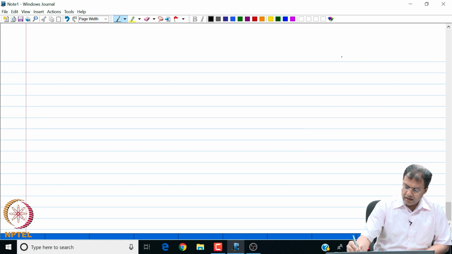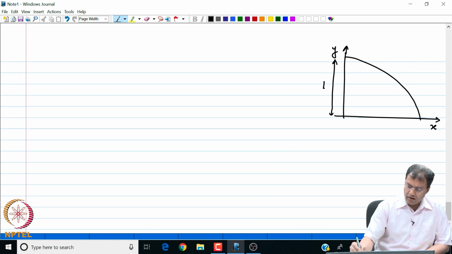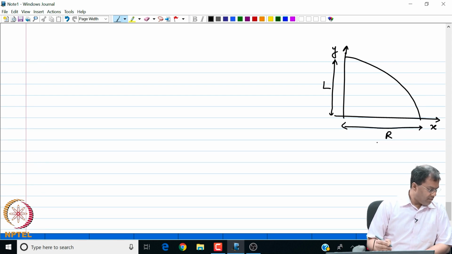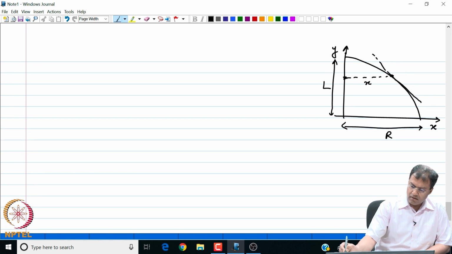Now let us draw this figure. Let me draw half the figure here. This is my x axis, this is my y axis, this is the length L of the cone, and this is my base radius r. From here, let me take any point which has a radius x, and also draw the tangent to this point. Let me do some geometry here.